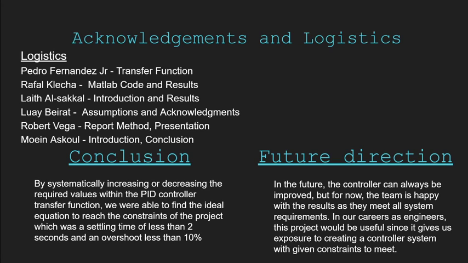So to conclude, by systematically increasing or decreasing the required values within the PID controller transfer function, so the KP, KI, and KD values, we were able to find the ideal equation to reach the constraints of the project, which was a settling time of less than 2 seconds and an overshoot less than 10%, and also zero steady state error. In the future, the controller can always be improved, but for now, we're happy as a team with it since it meets all the system requirements.